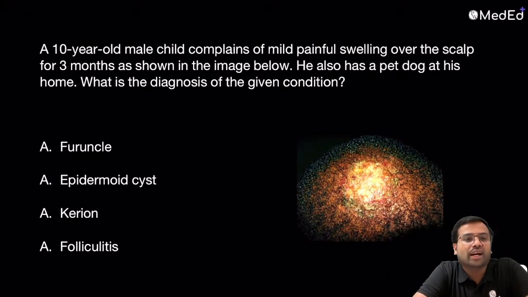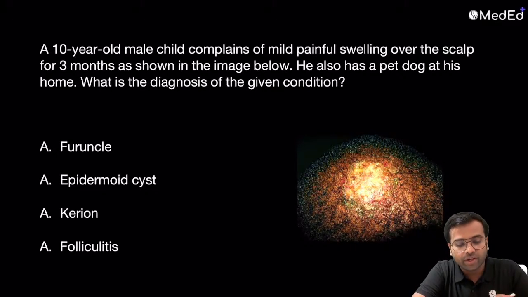This question says that there is a 10-year-old male child who complains of a mild painful swelling over the scalp for 3 months as shown in the image below. He also has a pet dog at his home. What is the diagnosis of the given condition? Now once you examine the image that is given in this MCQ, you can see that there is a kind of patchy hair loss as well. Correct? Now the options given are furuncle, epidermoid cyst, kerion, and folliculitis.